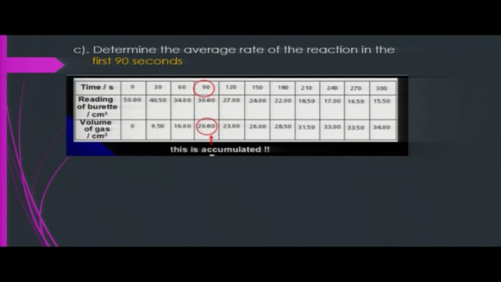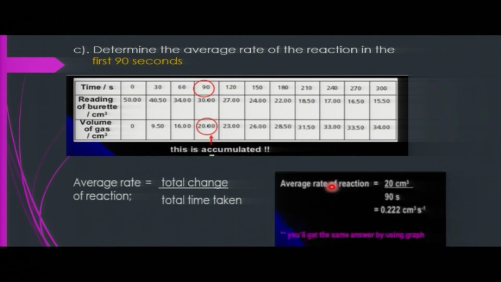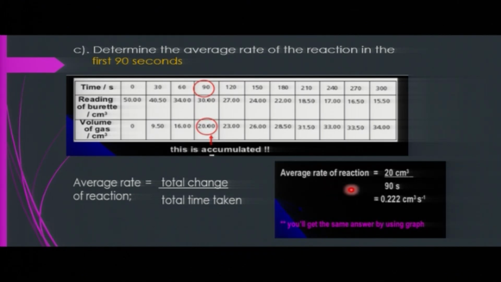For that case, within the first 90 seconds, you notice the volume that has already been collected or accumulated is 20 cubic centimeters. So indicating we have the total time, which is 90 seconds, and the volume accumulated. We just simply substitute in our formula and get that.